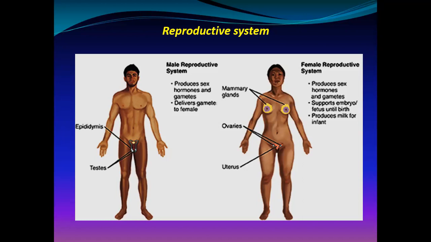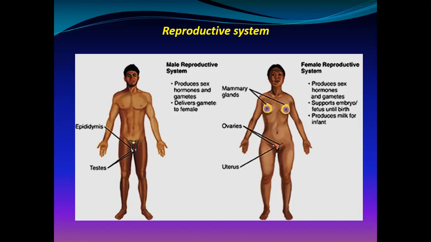And then what happens, you get the formation of the zygote, and then that is an embryo, and then that develops into a fetus, and subsequently you get the child. So this is what you call the reproductive system. Okay, so that is what I recap again.